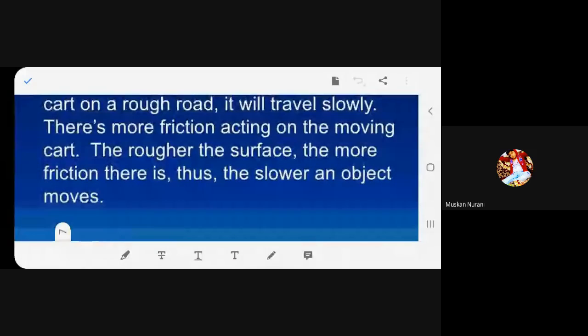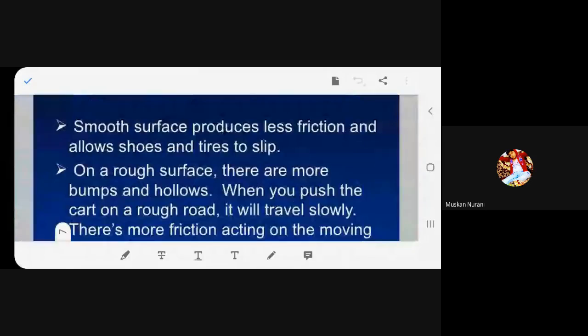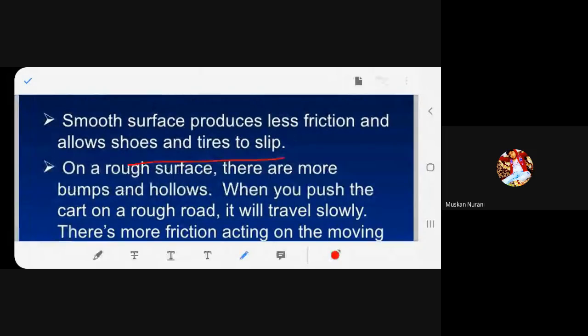Okay. Now, what we saw: the smooth surface with fewer hollows and bumps will have less friction. So what happens to the shoes that you wear and the tires of your vehicle? It slips because you don't have a grip. So you cannot walk properly and you may slip.